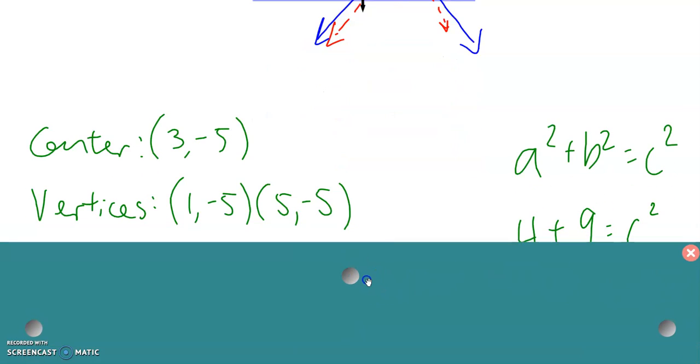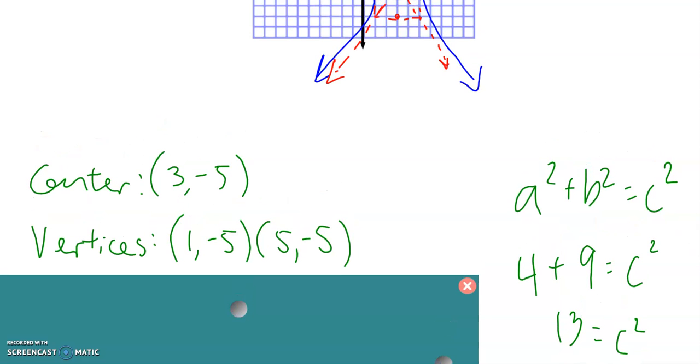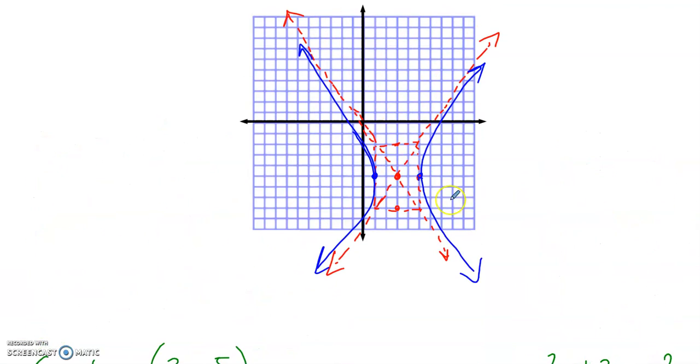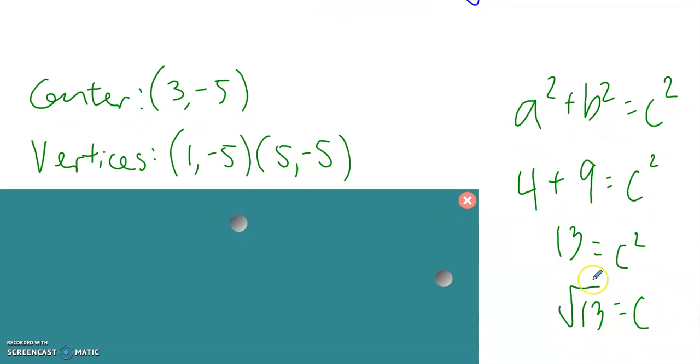And then next, to identify the foci, I need to use this equation, a squared plus b squared equals c squared. So A and B are these two measurements. A is the one with the vertex, that's half the transverse axis. B is the other one, that's half the conjugate axis. So it's going to be 2 squared and 3 squared in there for A and B. So then c squared is 13, so c is the square root of 13.